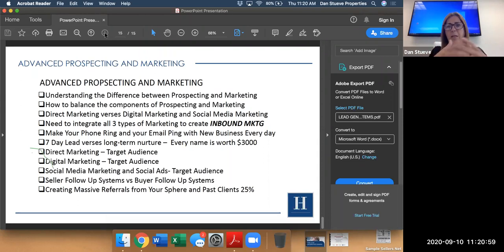That is prospecting. You have to balance both. Because if all you do is prospecting, you're going to get a little burned out. And if all you do is marketing, it's going to be expensive. So you have to balance both. And you have to pick and choose when you're going to do what. Okay, that we need a balance of both, prospecting and marketing.